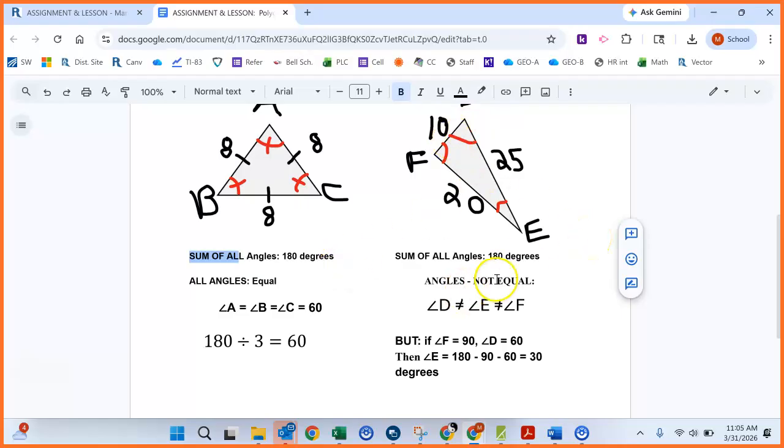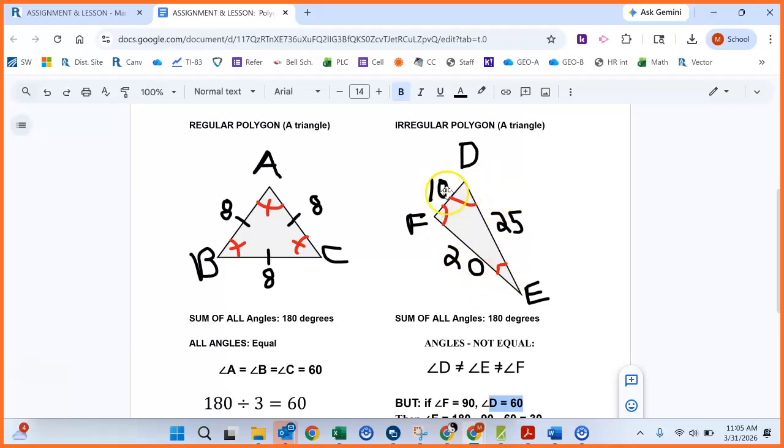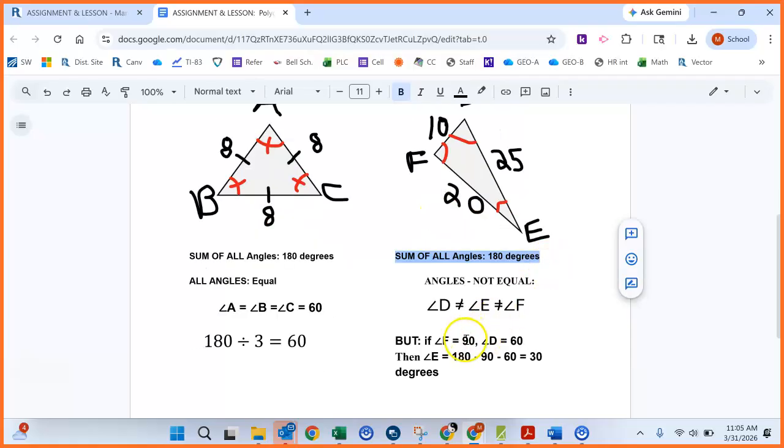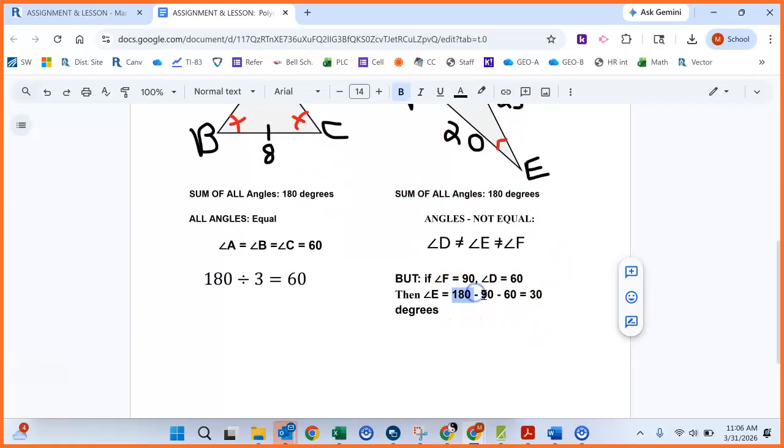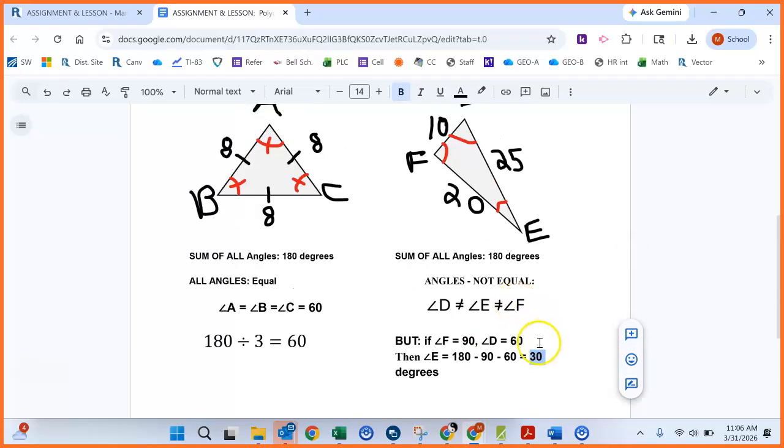So what we can do, if we're told that angle F, for example, is 90, and that angle D, this one here, is 60, that gives us two angles. And if we have two angles, we can figure out the third, because we know all three still equal 180 degrees. So we go 180 minus 90 minus 60, and that tells us the remainder, which equals 30. So angle E would be 30 degrees. That's what we're going to use today to complete the assignment.